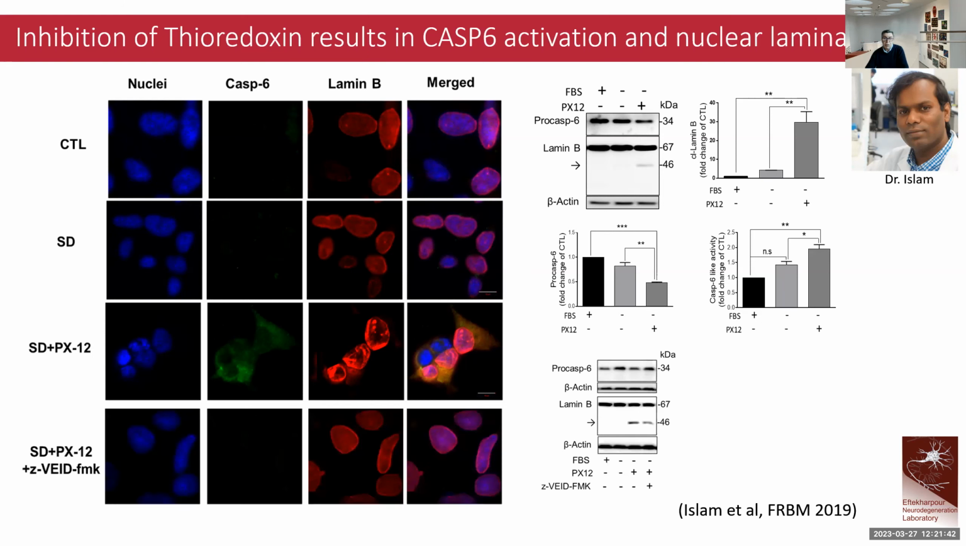So interestingly, when we pre-treated cells with a caspase-6 inhibitor, we were able to actually inhibit nuclear lamina invagination, and the cells were completely normal. There was a good decrease in caspase-6 activity and damage in nuclear lamina.